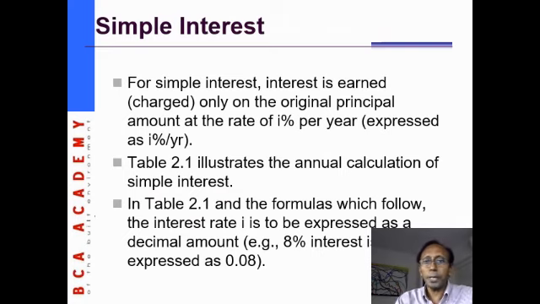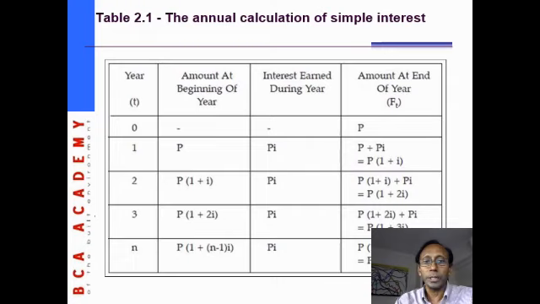So in other words, interest itself is classified into simple interest and compound interest. Simple interest is very easy to calculate. You take the principal and multiply that with the interest rate, and you get the total interest for the period. You can refer to the table in the next page, table 2.1, the annual calculation of simple interest.